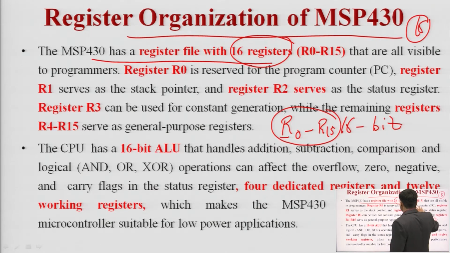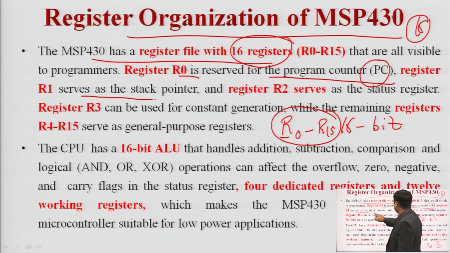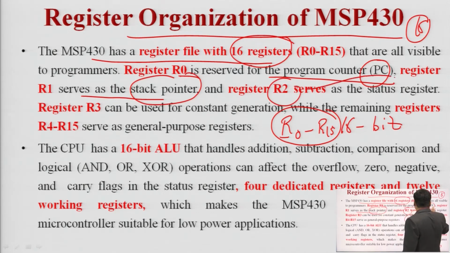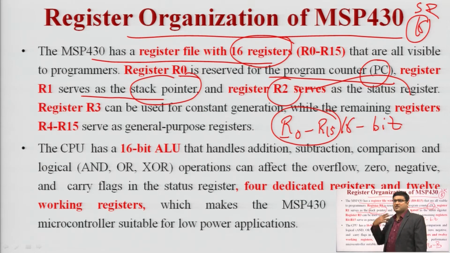Out of the 16, the first 4 registers, R0 to R3, have some dedicated, specific functions. R0 is dedicated to the program counter, R1 is dedicated to the stack pointer, and R2 is dedicated to the status register. So they have a special set of functions.